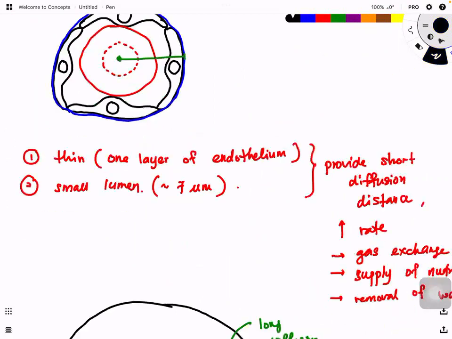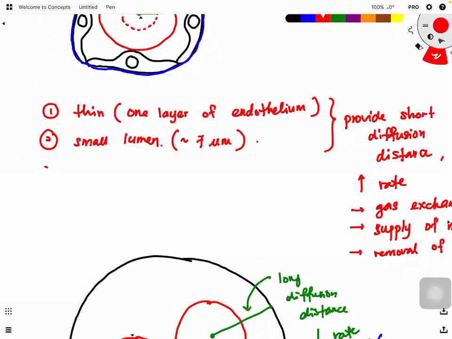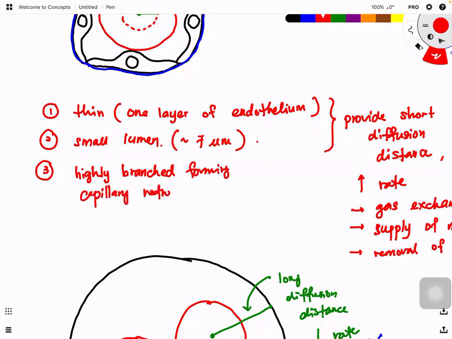They form capillary networks. So the third feature here is that they are highly branched, in this case forming a capillary network. So again, what do we increase? We increase the surface area for exchange. Are you clear? We increase the surface area for the exchange.